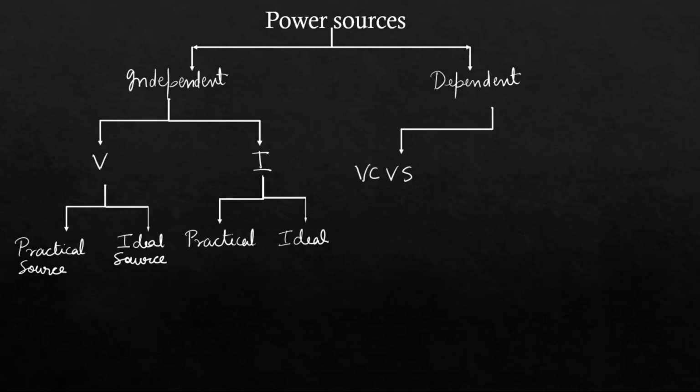In dependent sources we have four types of sources. First one is VCVS, second is VCCS, third is CCVS, and the fourth one is CCCS. These four types are present in dependent sources, that is voltage controlled voltage source, voltage controlled current source, current controlled voltage source, current controlled current source. These four types of dependent source are possible.